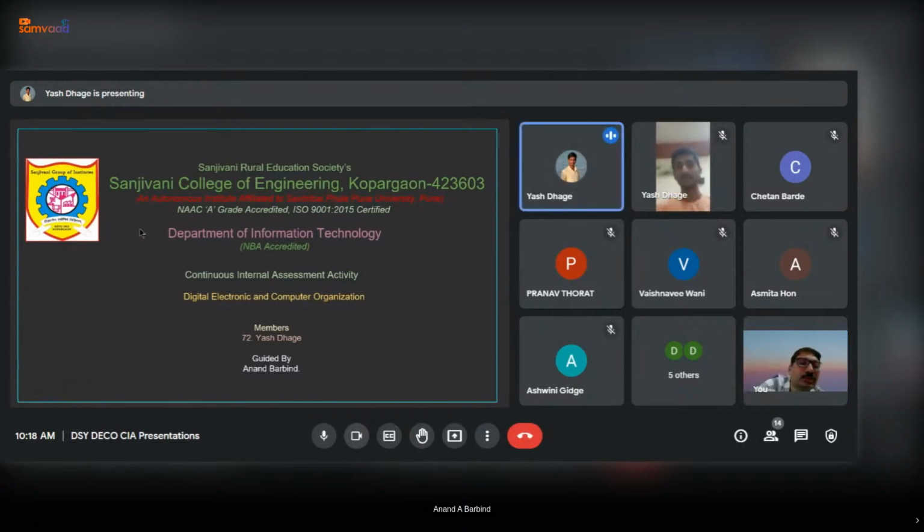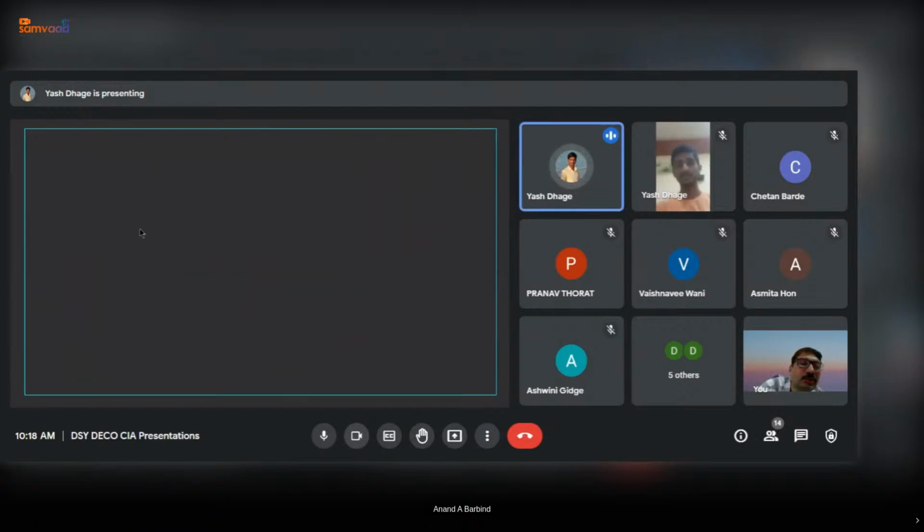Single instruction, single data is not used, sir, because only one operation is performed at a time. So this is not used, sir.